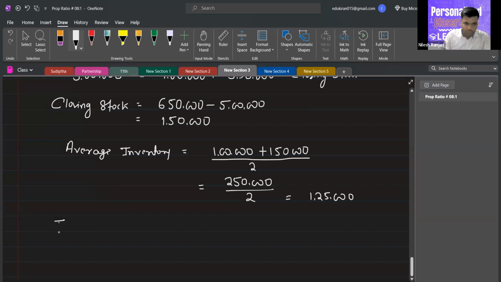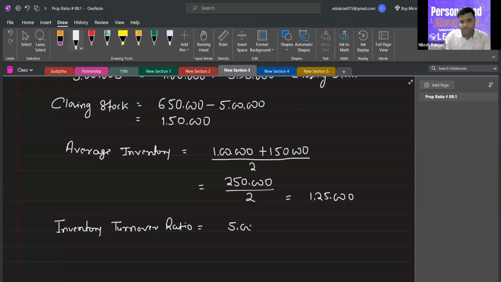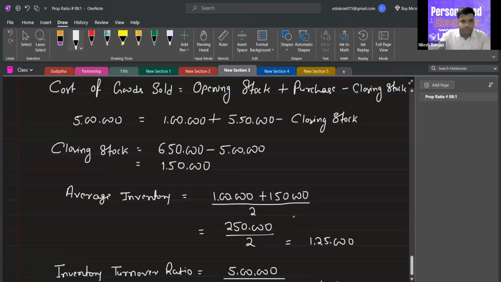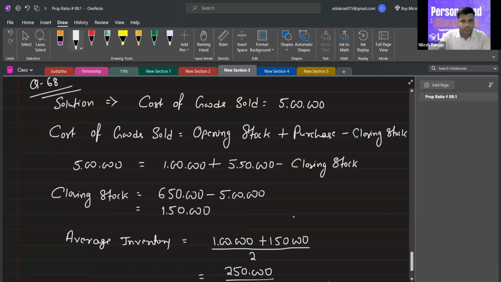Now, the formula of inventory turnover ratio is cost of goods sold divided by average inventory. Cost of goods sold we have is 5 lakh, divided by average inventory, which we have as 1,25,000. So the answer is 4 times. Is this clear? Do you have any doubt in this question?